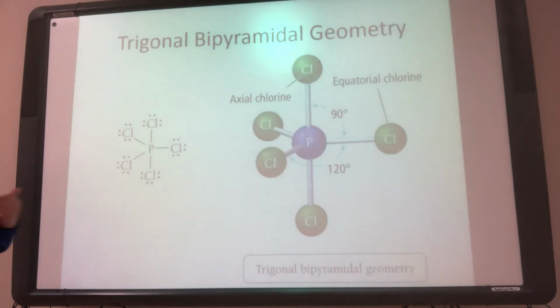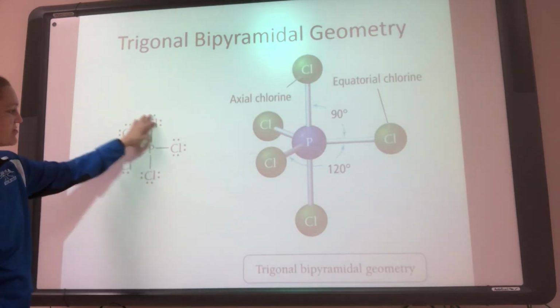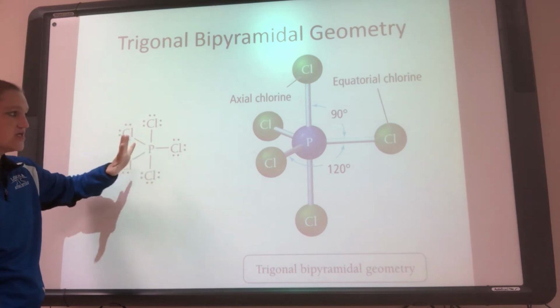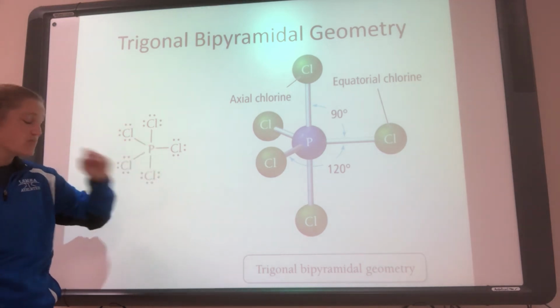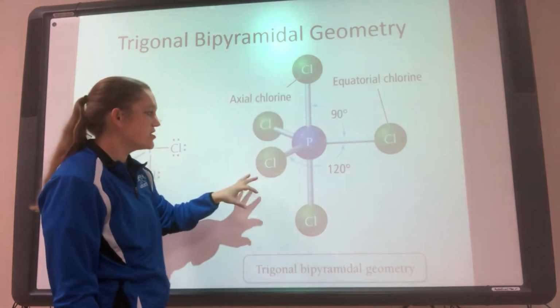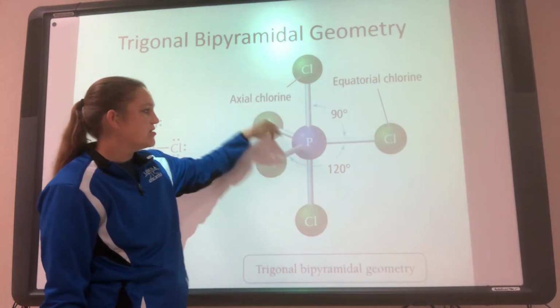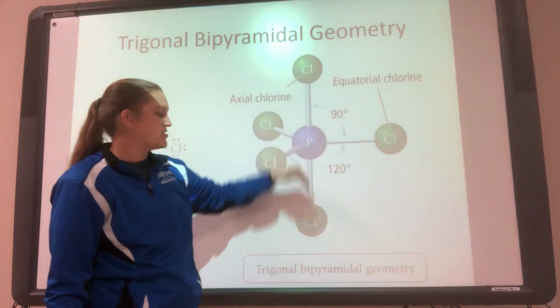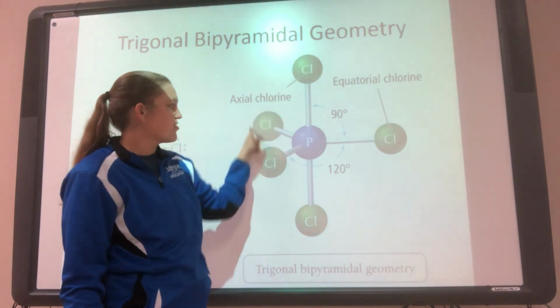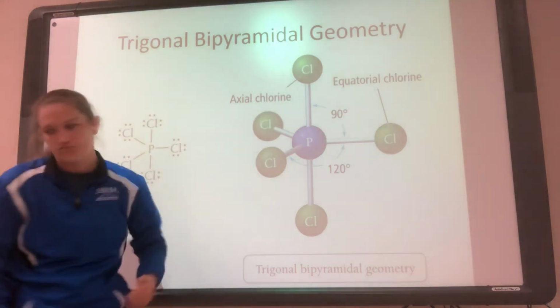So let's say you drew the Lewis structure. So here's my Lewis dot structure. I would say there's 1, 2, 3, 4, 5 things. So if there's 5 things, then that's going to be my trigonal bipyramidal. So this is how I would draw it in a 3D structure. 1 chlorine, this is my equatorial, axial, axial, equatorial, equatorial is 120, axial to equatorial is 90, okay?